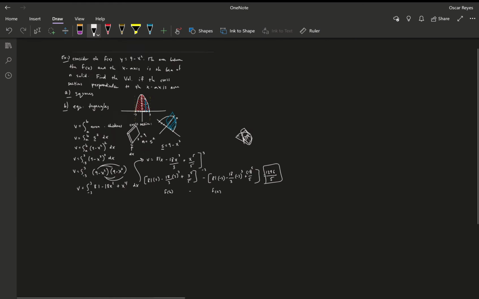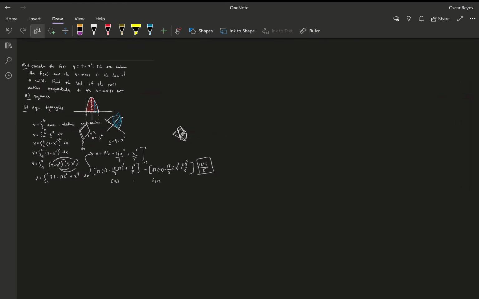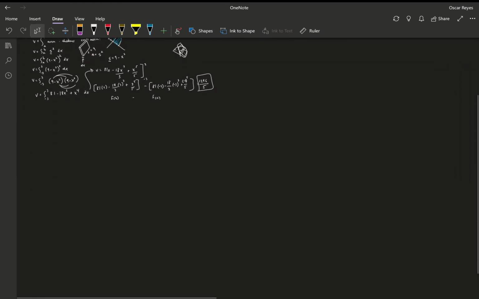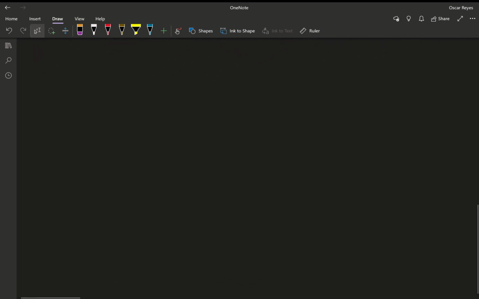So not too difficult. And let's go ahead and try to do part B now. So in part B, it's the same example, but they told us that our graph, which was from -3 to 3, the height of 9, is going to be cut into perpendicular cross sections, but this time they're going to be equilateral triangles. So let's go ahead and pull our cross section out.